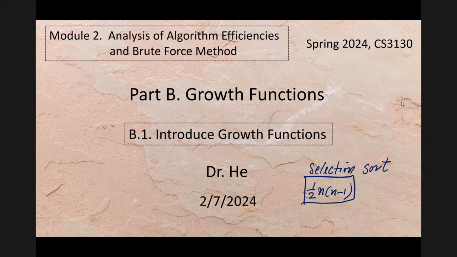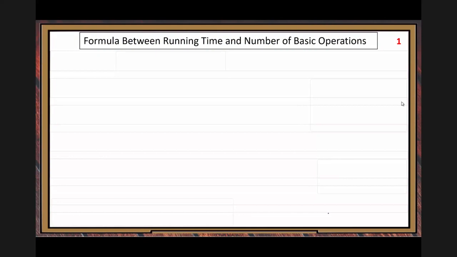So in this topic, we introduce the growth functions. A growth function is the simplified version of this function, which is still not very simple. We want to make it as simple as possible. We only take the most important part of this function, so we call it the growth function of this algorithm. So let's look at how we extract the most important term from the given function.